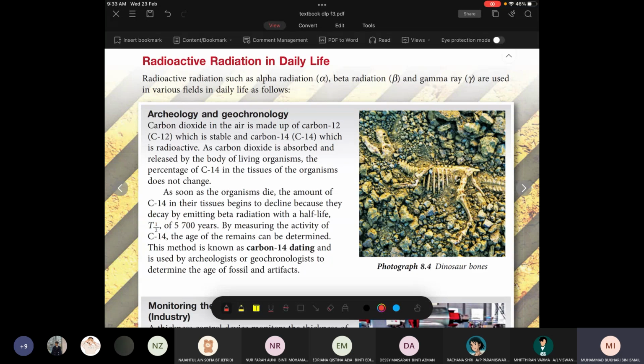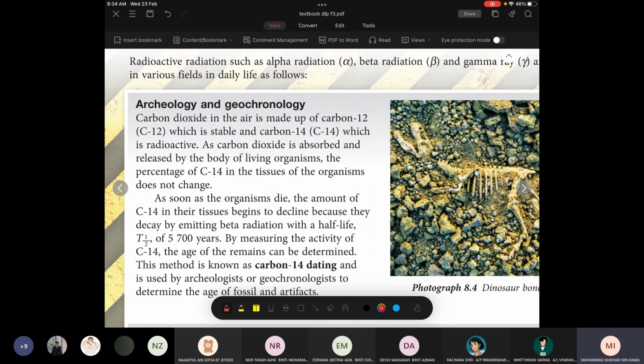Archaeology and geochronology. Carbon dioxide in the air is made up of carbon 12, C12, which is stable, and carbon 14, C14, which is radioactive. So we have two types of carbon, carbon 12 and carbon 14. As carbon dioxide is absorbed and released by the body of living organisms, the percentage of C14 in the tissues of organisms doesn't change. Okay.